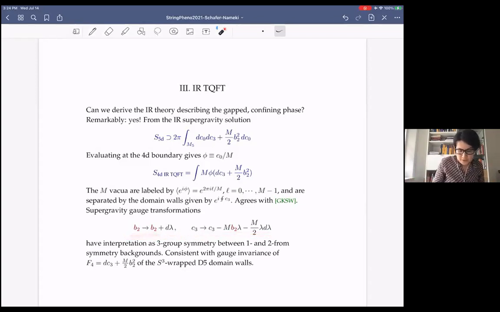So B2 has an influence also on the gauge transformation of C3, in terms of interpreting these as backgrounds for one-form and, in this case, two-form symmetry. It means actually that these two aren't just product groups, but actually form something called a 3-group, right? So this mixing of the transformations of the background fields means there's a higher group structure. And that's also consistent with the fact that this F4 is the gauge invariant field strength for the wrapped D5 branes.